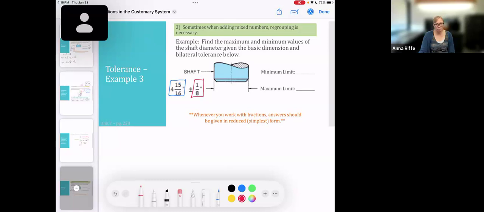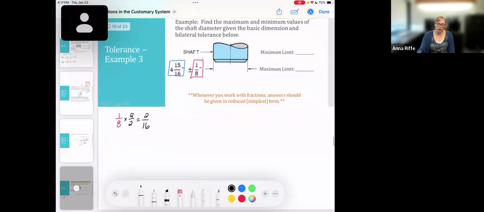So I'm going to start again by rewriting everything with the same denominator. Let's focus on the 1/8. I want to rewrite this with a denominator of 16, so I'm going to multiply the denominator by 2 and multiply the numerator by 2. 1 times 2 is 2. 8 times 2 is 16. Great, we've got the tolerance.